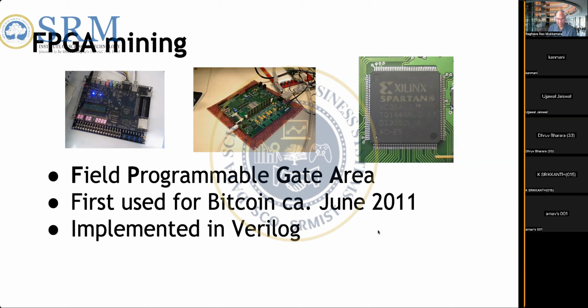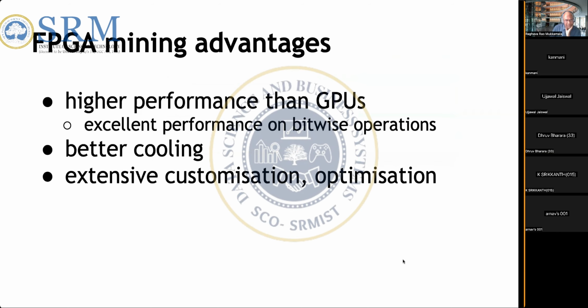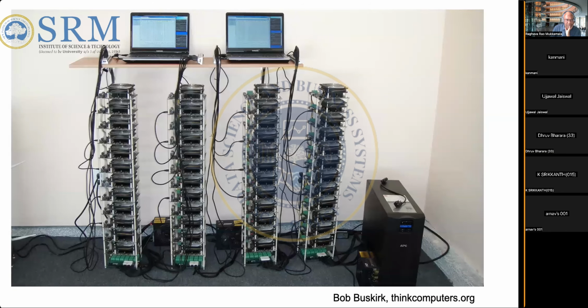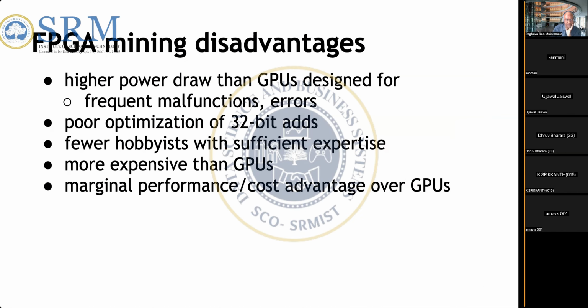But then people realized the competition is growing, so they needed something much better than GPUs. So they went for FPGAs. FPGAs, field programmable gate arrays, are typical hardware used for internet traffic. They used them around 2011. They have a specific language called Verilog, a hardware-specific language to program them. High performance, much better than GPUs, better cooling and customization. You can use multiple FPGAs controlled by one computer.